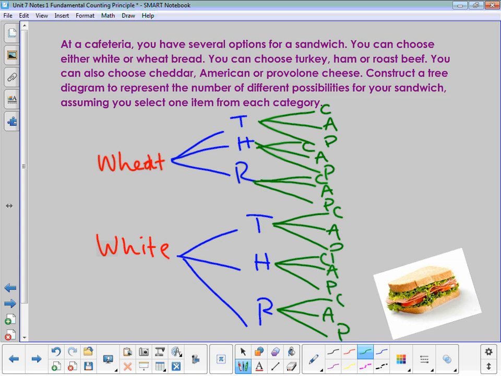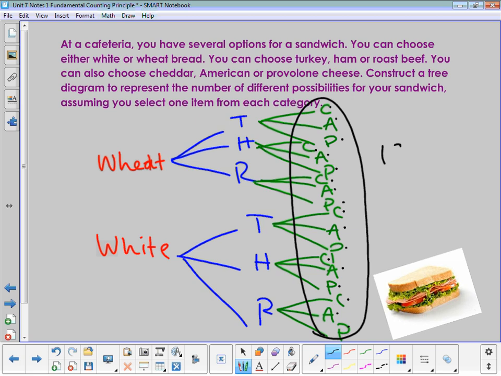Now, the way we look at a tree diagram and interpret the results is the number of options that we have are in this last branch. The last branch is where we want to look. So I'm going to look at these options and count them up. 1, 2, 3, 4, 5, 6, 7, 8, 9, 10, 11, 12, 13, 14, 15, 16, 17, 18. So there's 18 different sandwiches that we can make.